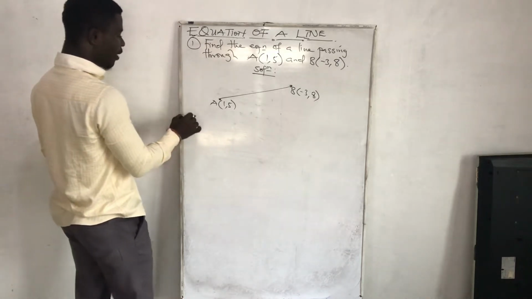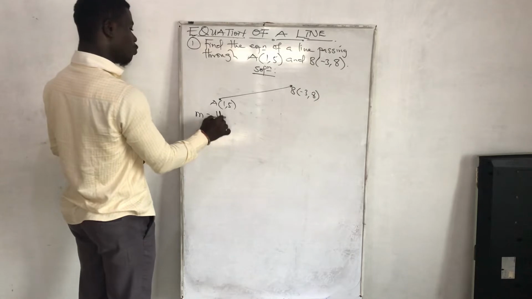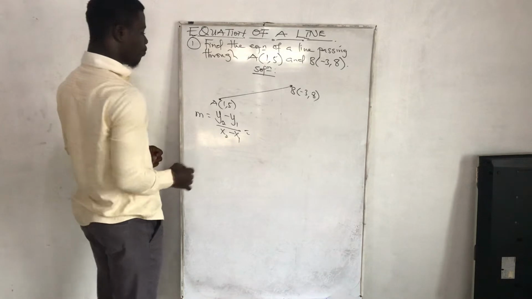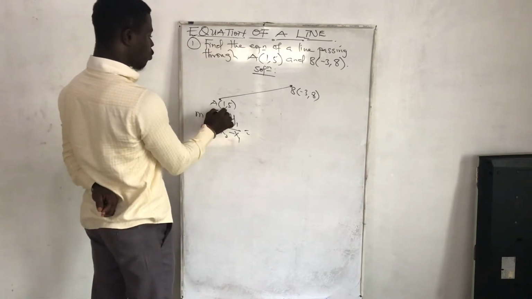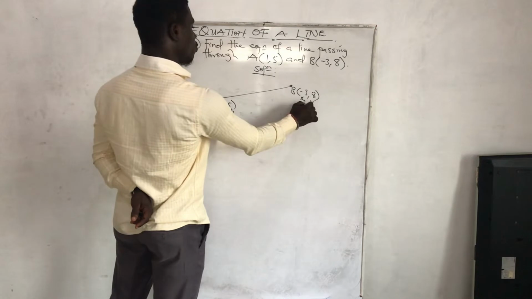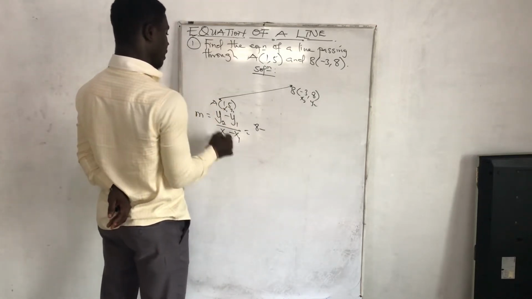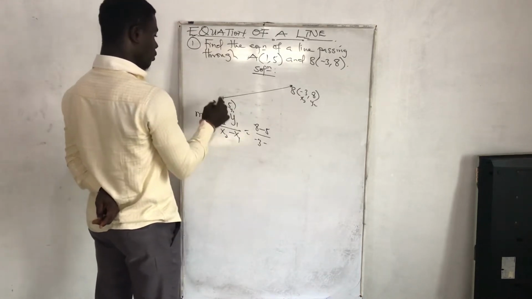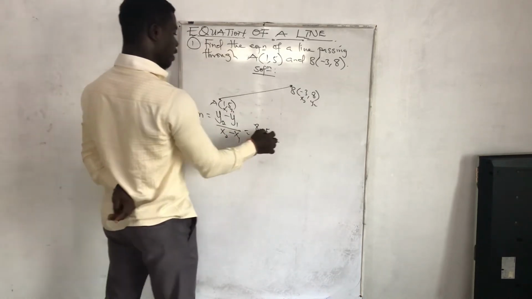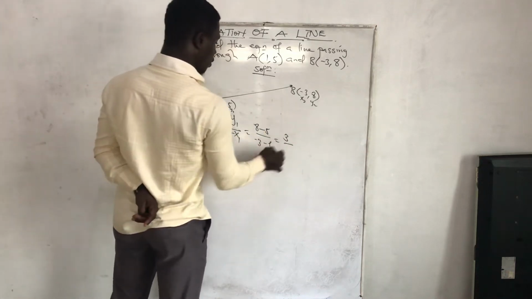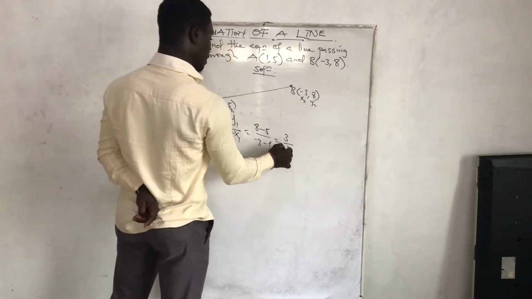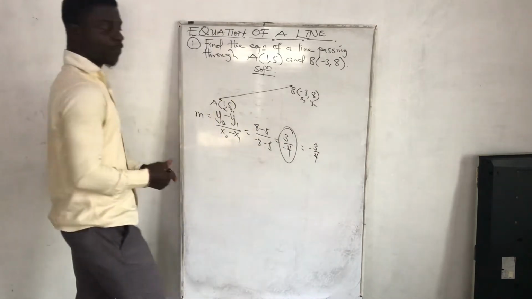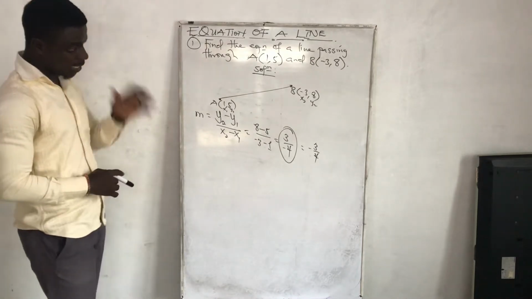So if you want to find the gradient, m equals y2 minus y1 all over x2 minus x1. So we proceed and say that here is our x1, y1, x2, y2. So y2 gives 8 minus y1, which is 5, all over x2 gives -3 minus x1, which is 1. So 8 minus 5 gives 3, all over negative 3 minus 1, which gives negative 4. So the gradient is negative 3 over 4.